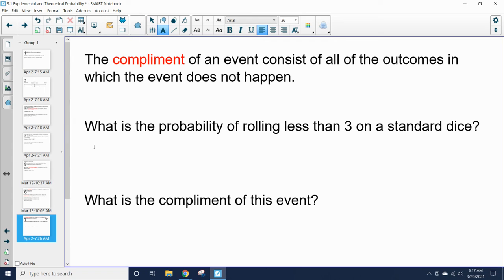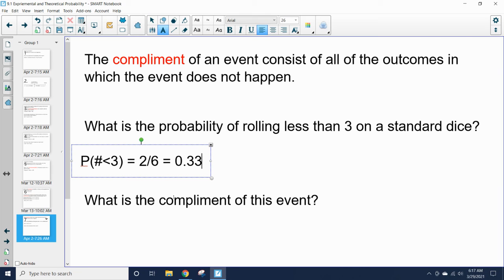So for example, let's say, what is the probability of rolling less than 3 on a standard dice? So if we think about it, the probability our number we roll is less than 3. Well, what numbers are less than 3 on a standard dice? Well, our numbers are 1 and 2. So once again, it's a 2 out of 6 chance, similar to what we did with the greater than 4, the 0.33. So that's our theoretical probability.